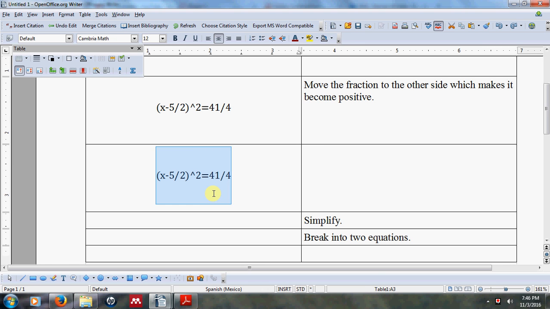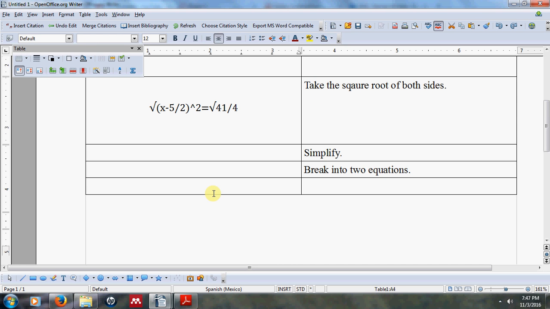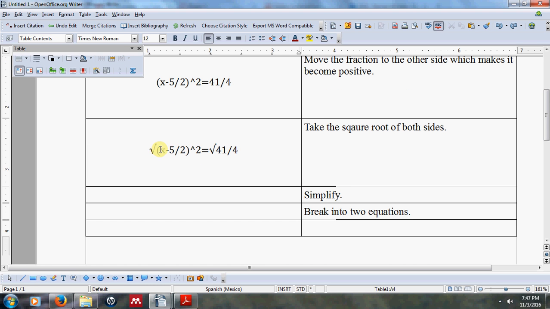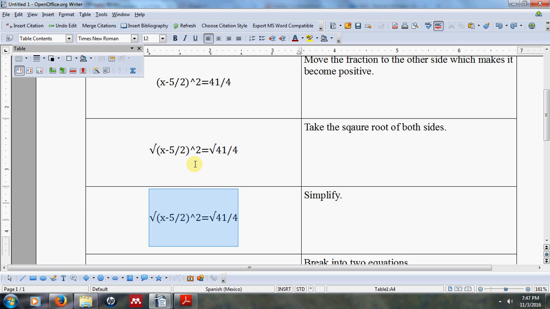Now for the next step, what we do is we take the square root of both sides. We took the square root of both sides. And so what that's going to do is it's going to help us get rid of this square. The square root and the square are going to cancel each other. So that's what happens in the next step. And so we're left with x minus 5 halves here. And of course we have the square root of 41 over 4.